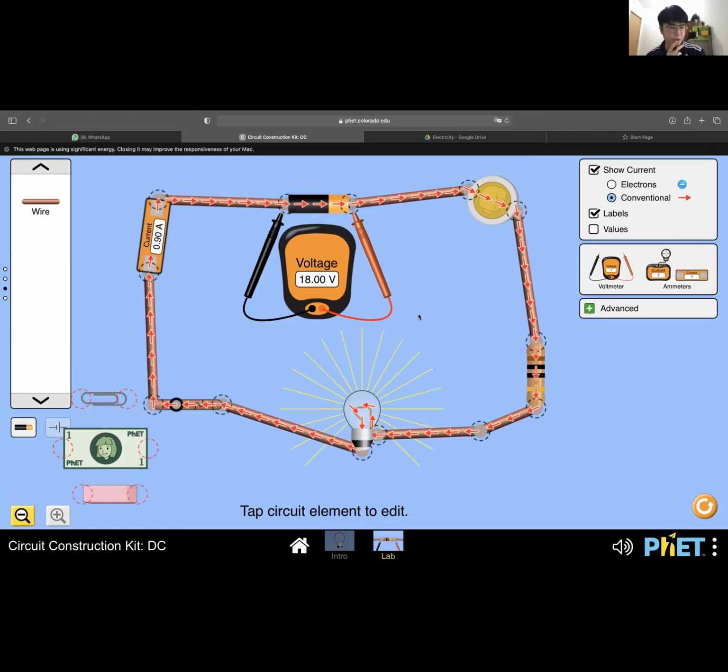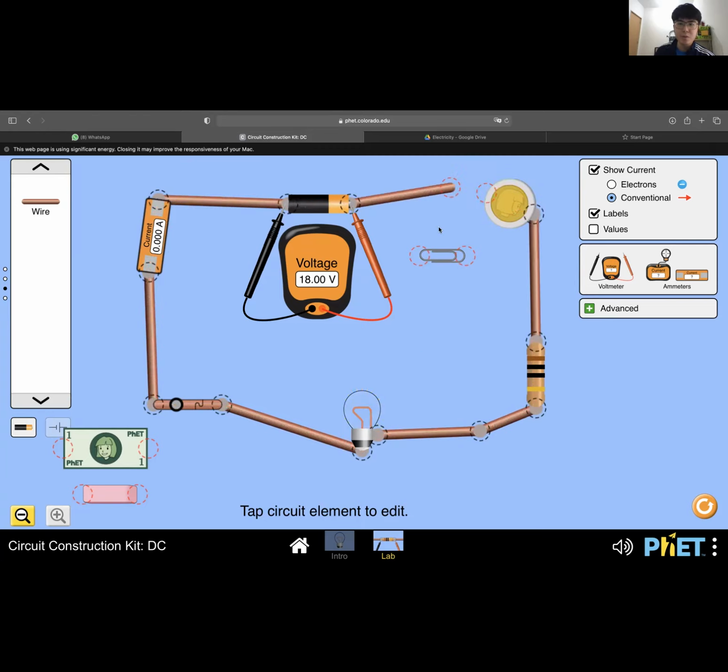Okay. Why? Because coin is usually made of silver, gold, right? So it's metal, so electricity can flow. The charge can flow, then there's electricity. Now, look at the value of the current, 0.9 ampere. If I connect to a coin, current is 0.9 ampere.